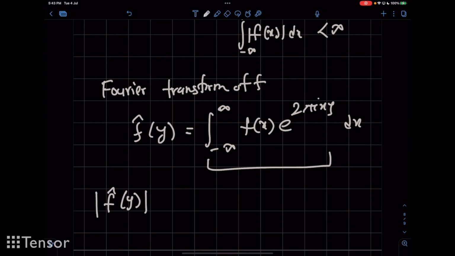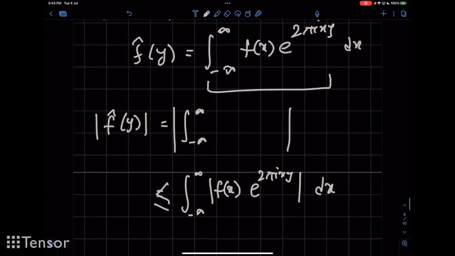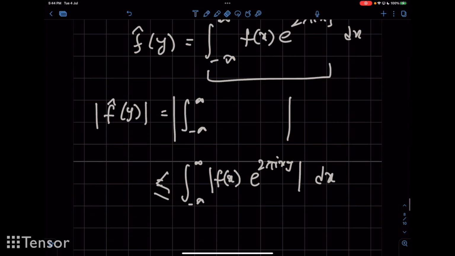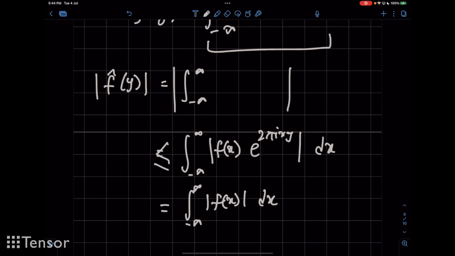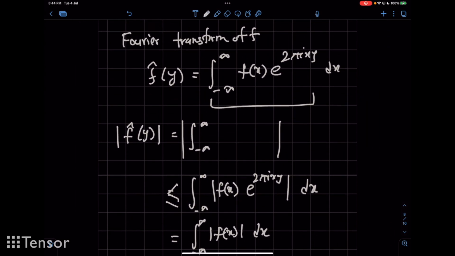This is the absolute value of the integral, and I'm not writing this whole thing again. This is smaller than or equal to the integral of the absolute value of f of x e to the 2 pi i xy. And the absolute value of e to the 2 pi i xy is 1 because x and y are real numbers. So this is nothing but the integral of the absolute value of f of x dx. So indeed, the Fourier transform is well defined, given that f is absolutely integrable.